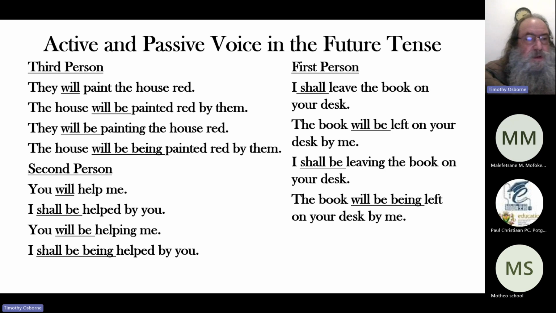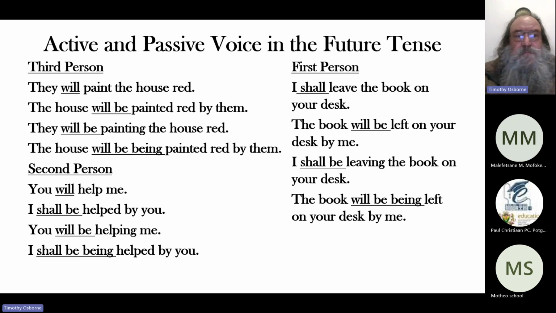Then, here we have the continuous form in the active continuous future tense. And it's you will be helping me. And here we go. I shall be being helped by you. Once again, it sounds horrible, but it is grammatically correct. We refer to things like this as uneuphonious. Euphonious is when something is nice in your ear, and this is absolutely awful in your ears.